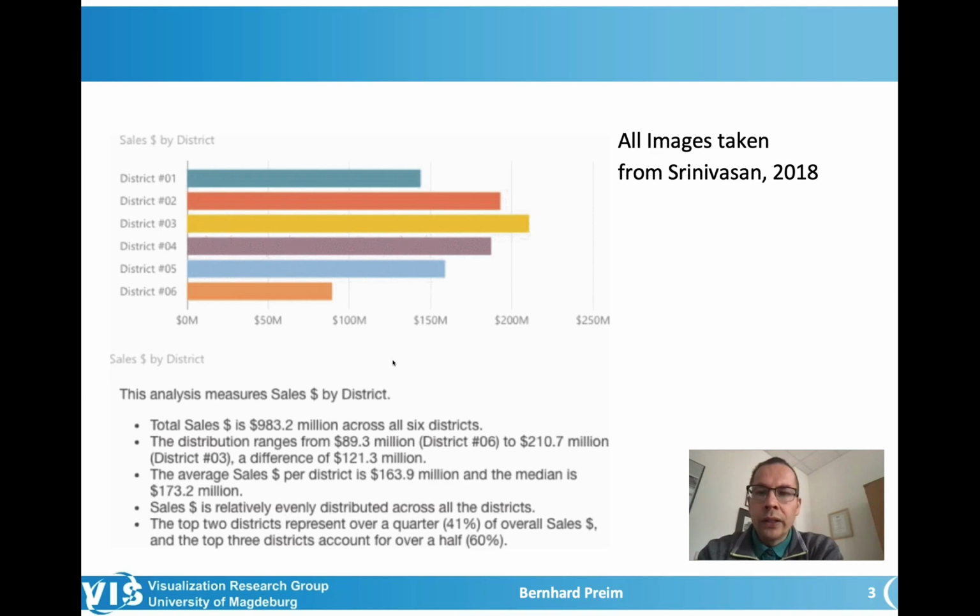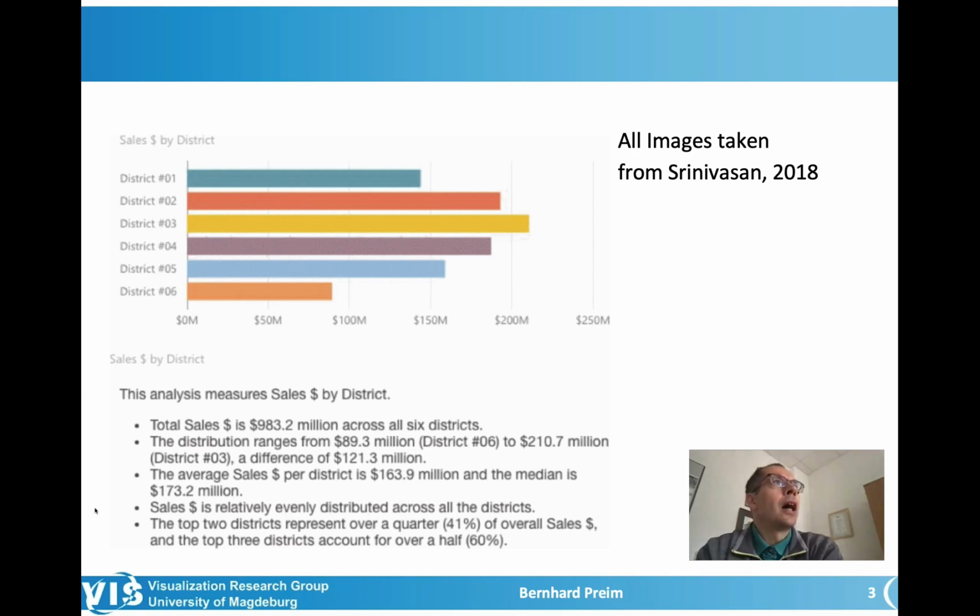So here we see already one example of a diagram. For certain districts, we see sales data, and that is commented here with a number of facts, interactive data facts. The total sales are commented, the distribution ranges from to, so that means minimum and maximum is explained here. Also the difference is explained, that means the range of the values. The average is also commented, and the median.